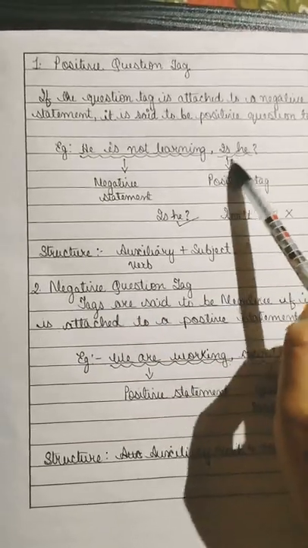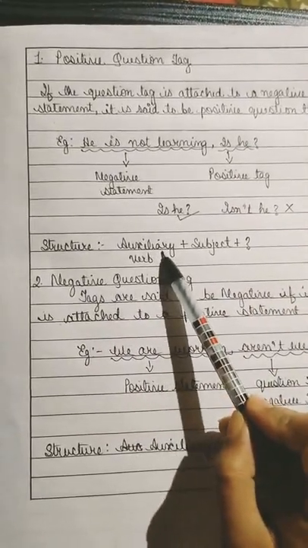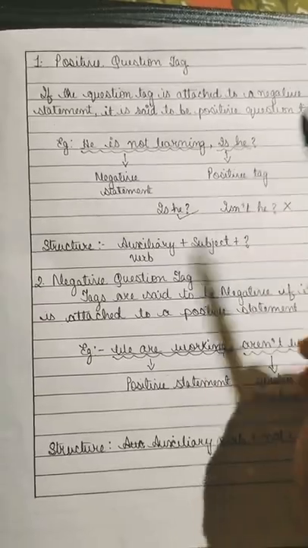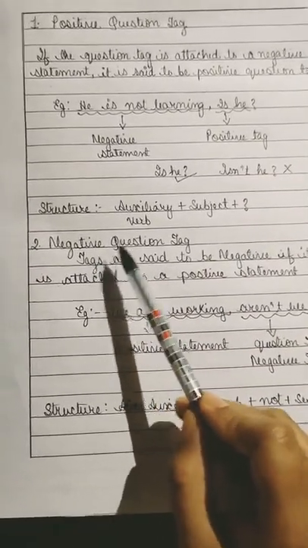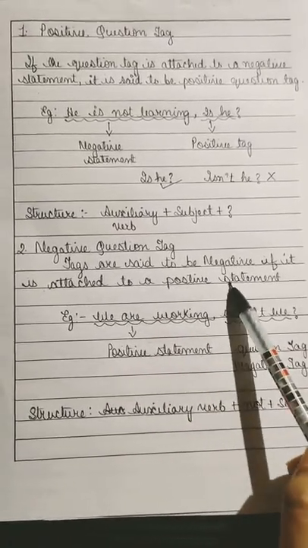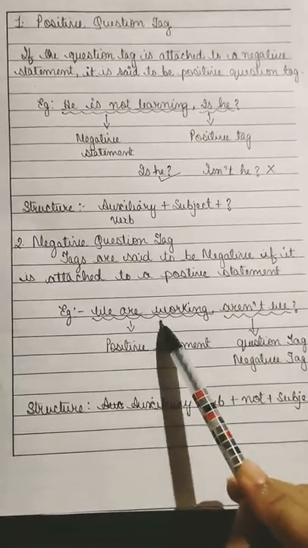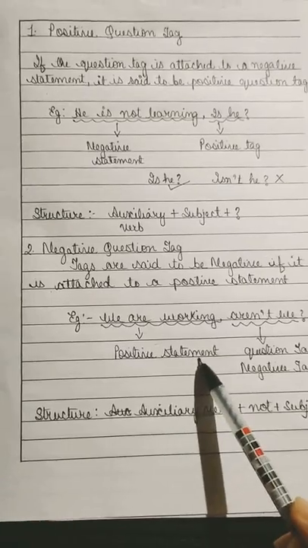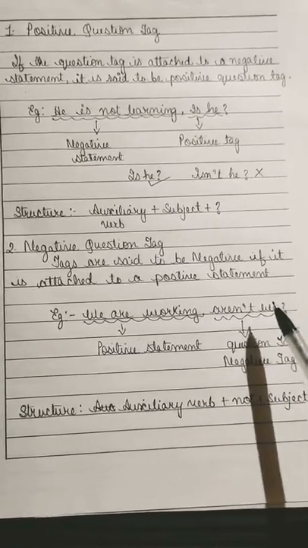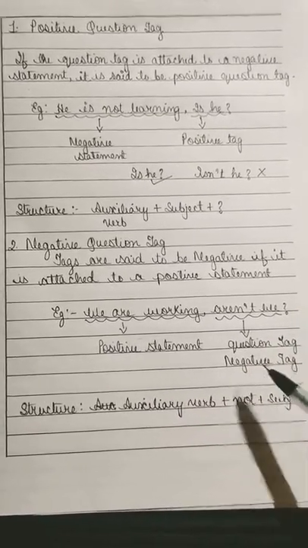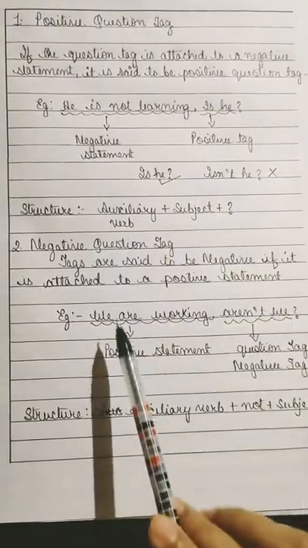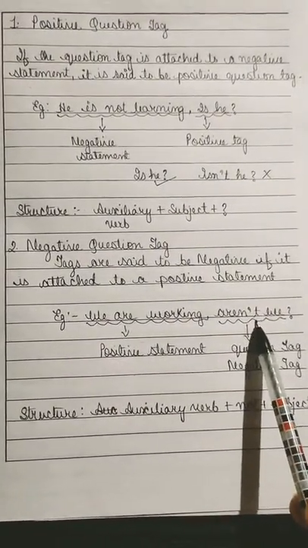So the structure of the question tag is auxiliary plus subject. Okay, auxiliary plus subject. Now let me talk about the negative question tag. Tags are said to be negative if they are attached to a positive statement, vice versa, just the opposite. We are working. So isn't it a positive statement? Yes, it is. So if the statement is a positive statement, then the question tag will be negative. Just vice versa or opposite. If the statement is negative, the question tag will be positive. If the statement is positive, the question tag will be negative.